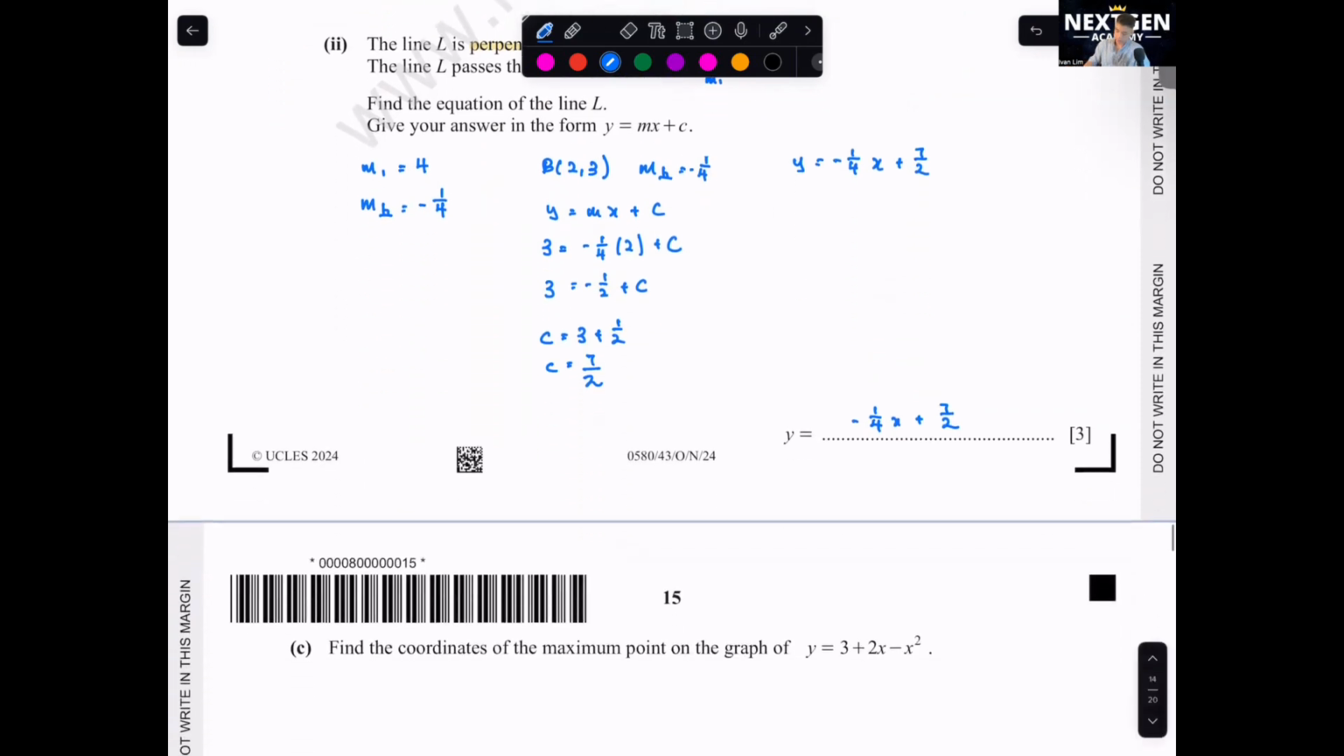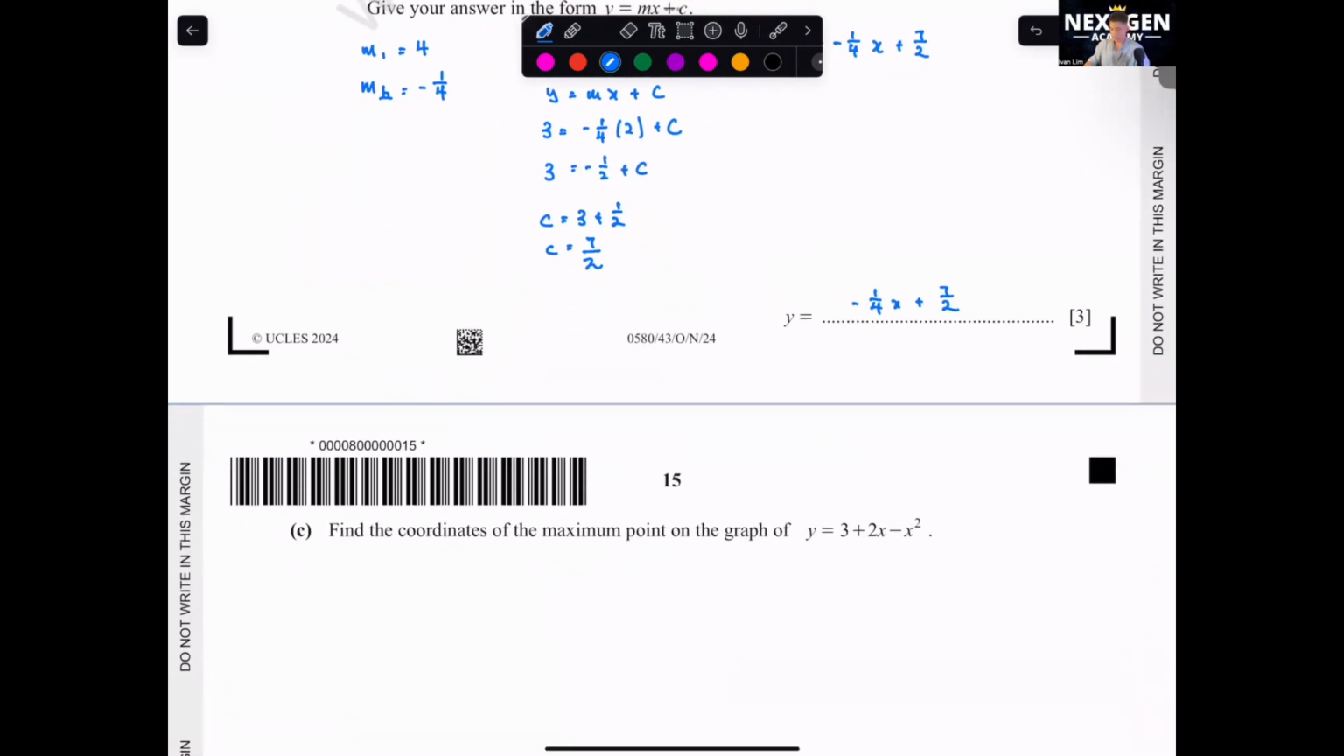Okay, last one. Find the coordinates of the maximum point of the graph of y equals 3 plus 2x minus x squared. What is the equation that represents the maximum point of this graph? We have to know that maximum point and minimum point also mean it is your stationary point or your turning point. So for the max point, the equation that represents this is dy over dx equals 0.